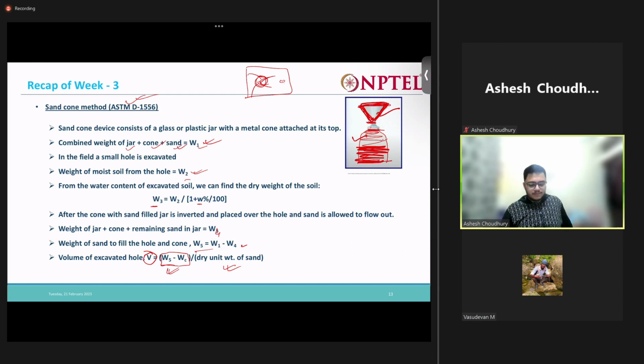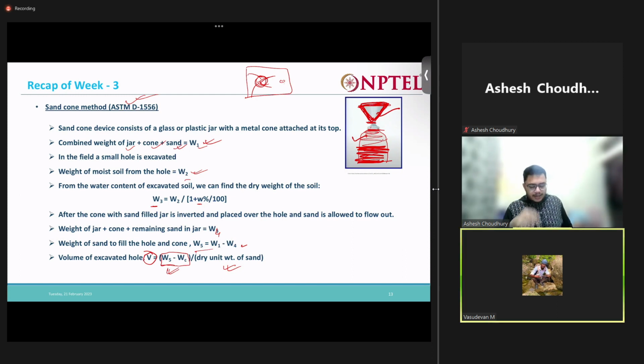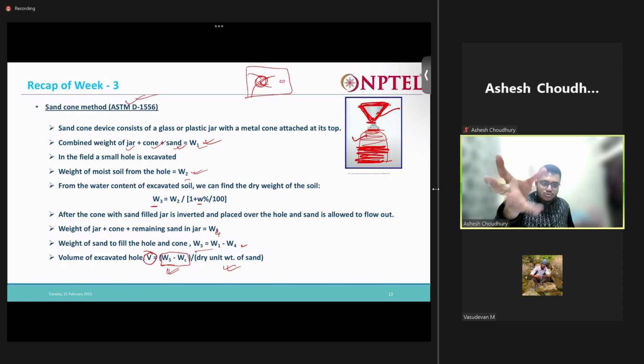So now you know the volume, and you also know the dry weight of the soil. This dry weight of the soil, W3, divided by this volume, will give you the in situ dry density of the soil in the field condition.